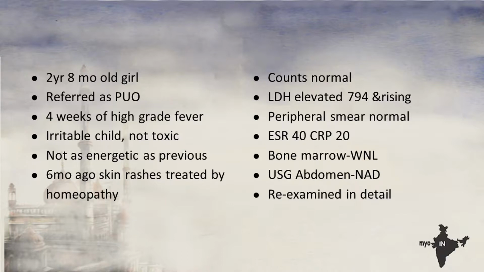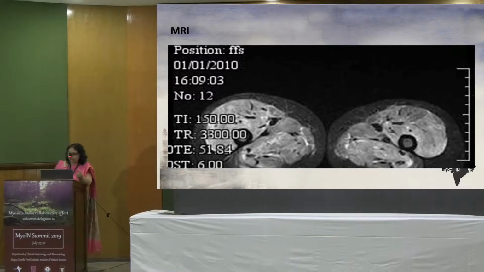And that's when I re-examined her, looking at everything again, and I realized that this child actually has a proximal muscle weakness, and she had a single Gottron's papule on one of her DIPs. And so we did an MRI of her thighs, and we were able to establish the diagnosis beautifully and start treating her.